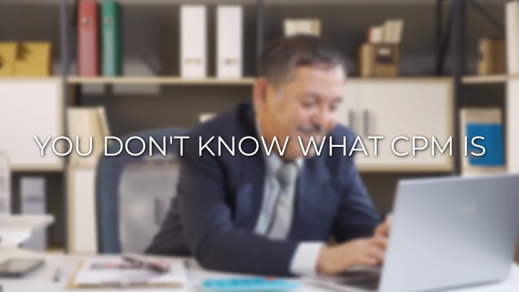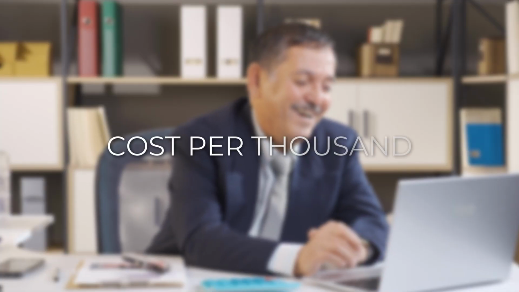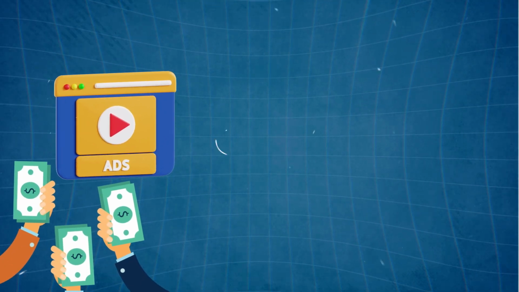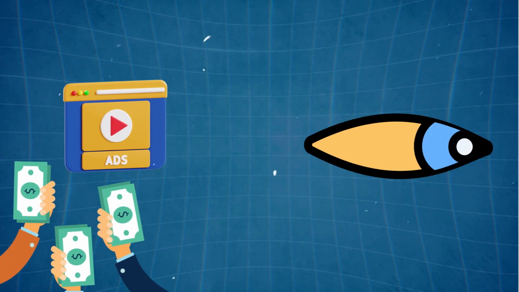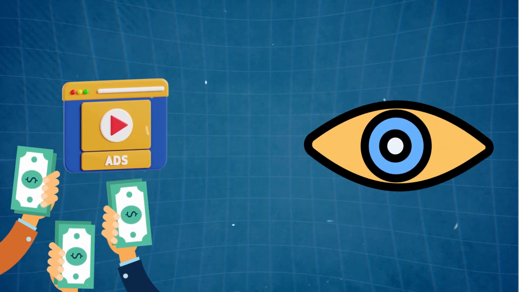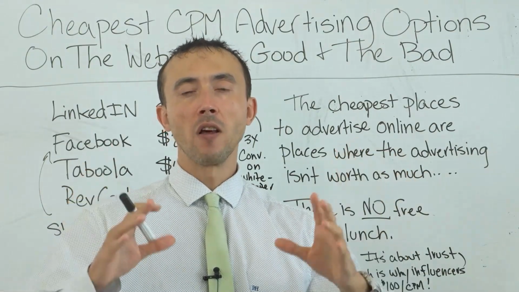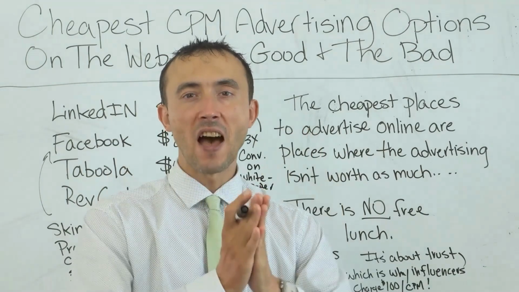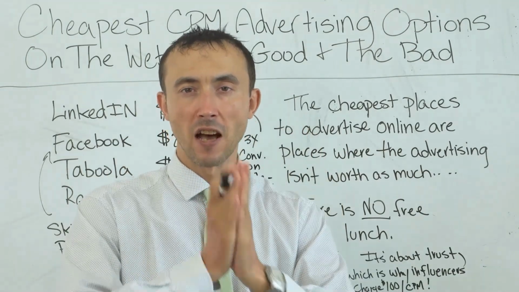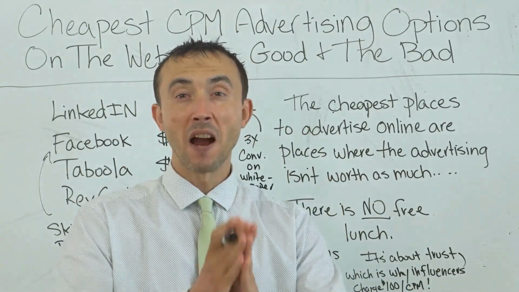If you don't know what CPM is, this is cost per million or cost per thousand. This is the cost assigned to a place where you can advertise online or offline, because it also applies to that, what it would cost to get in front of 1,000 people or 1,000 eyeballs, 1,000 pairs of eyeballs.